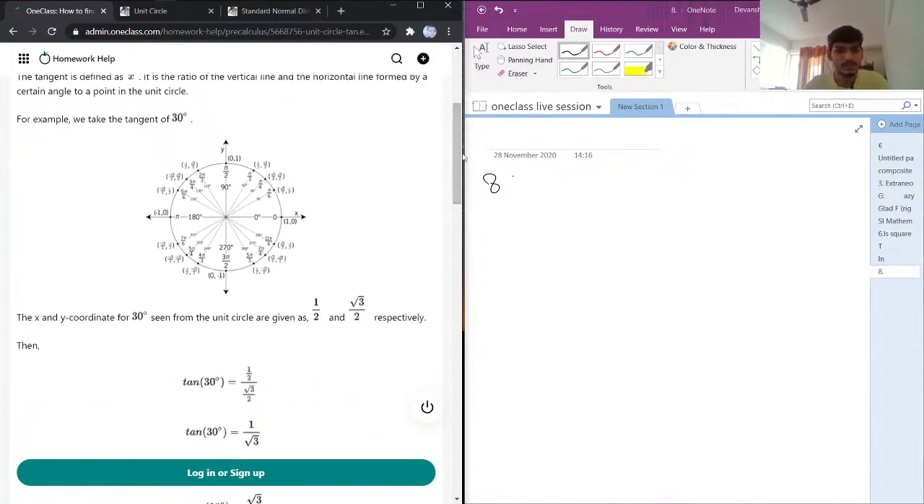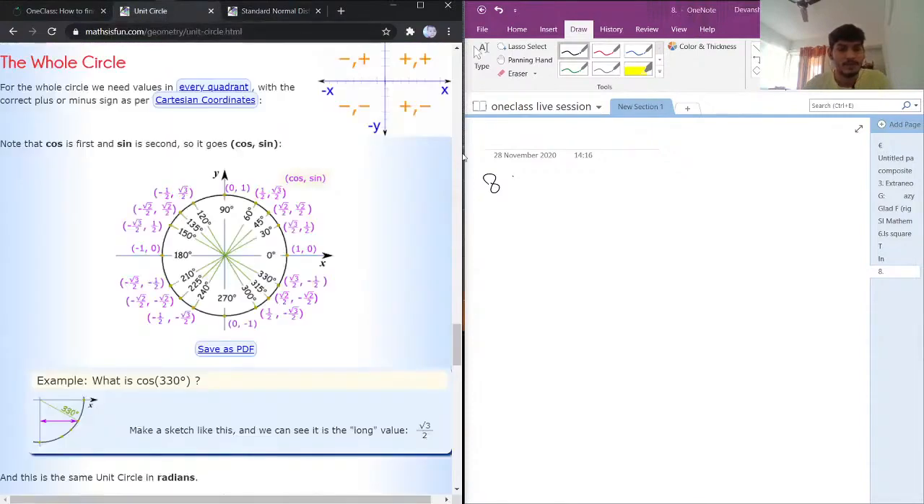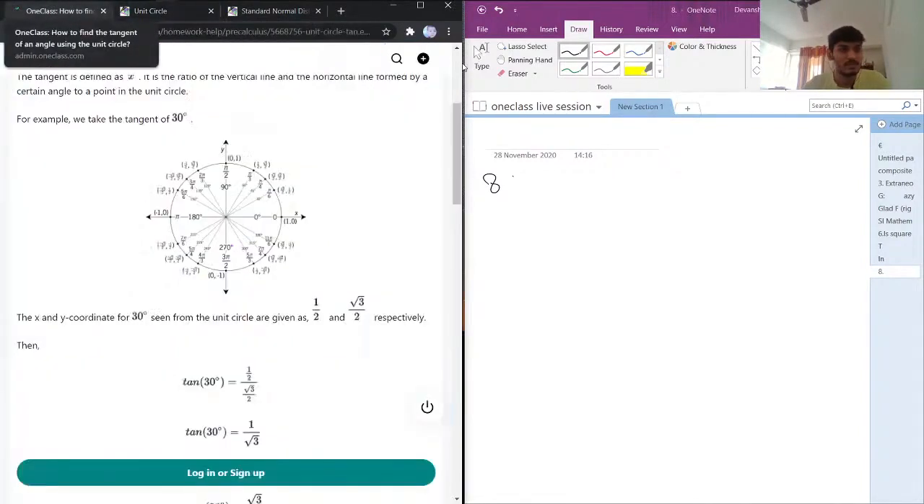So I'll just use this circle only. The values from this circle are not visible properly. I have a unit circle open in this tab. Yeah, so in this tab these values are clearly visible. So let us just first go and see the.